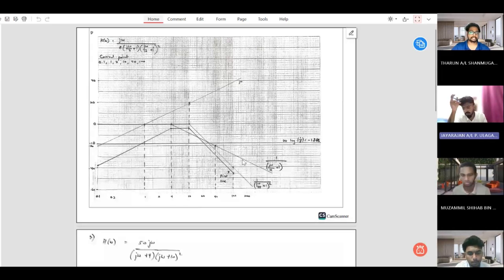Then for j omega over 10 plus 1 squared, because it is a double pole, normally it's negative 20 dB, but because of the double, we do negative 40 dB. Just the same, you go from 0 until 10, then per decade, 10 times 10 equals 100. Then we go down until negative 40 dB because of the square.